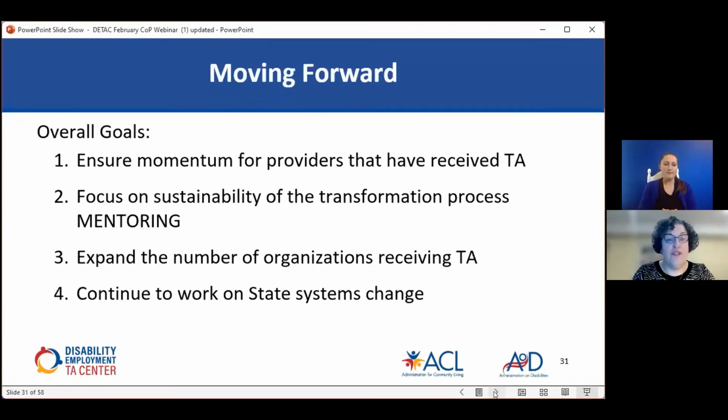So the current focus is on maintaining the momentum moving forward for providers that have received technical assistance. It's also to maintain the stability of the transformation process through the maintenance of in-state mentors that can continue to assist with provider transformation mentoring. It's also to continue to expand the number of community mental health organizations that are receiving rate restructuring technical assistance. And finally, to continue to work on systems change.